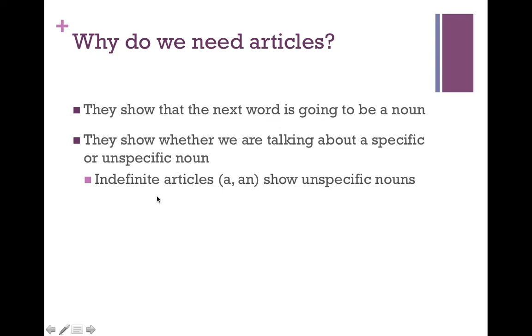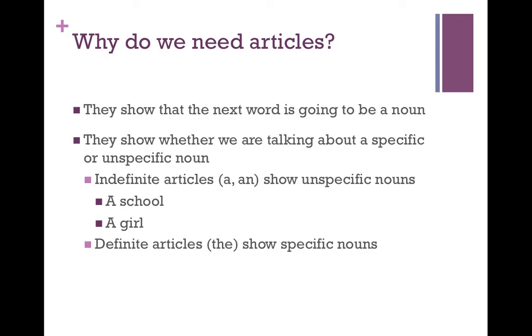So for example, we use something called indefinite articles, a and an, to show unspecific nouns. For example, a school or a girl. We could be talking about any school or any girl. It's not very clear with indefinite articles. On the other hand, we're going to use definite articles, in this case the, to show specific nouns. The school, the girl. When we use the instead of a, it means that we have a specific one in mind. We know which school we're talking about and we know which girl we're talking about.